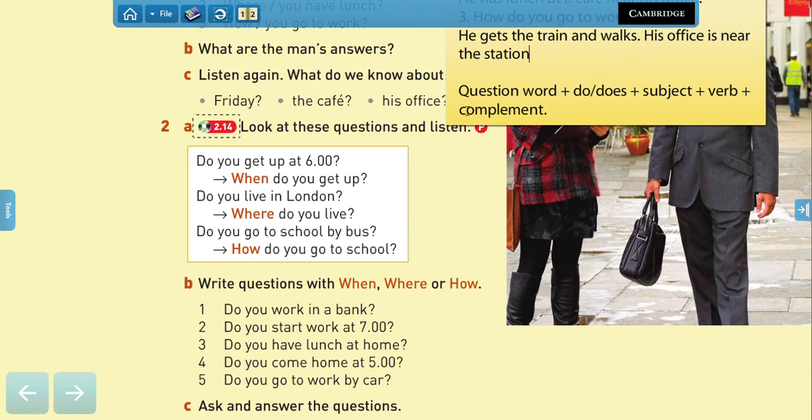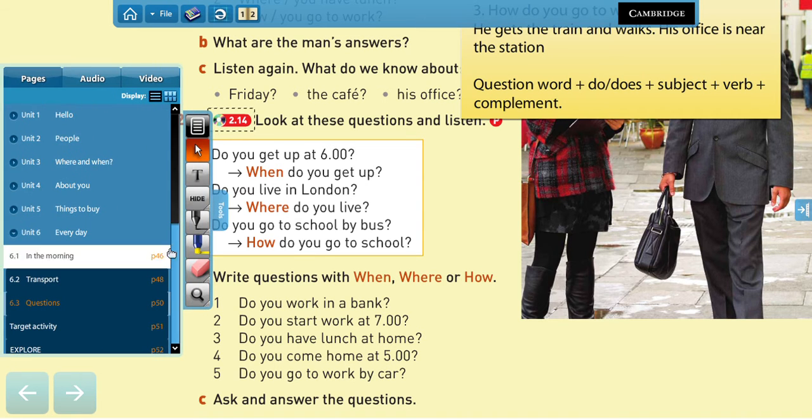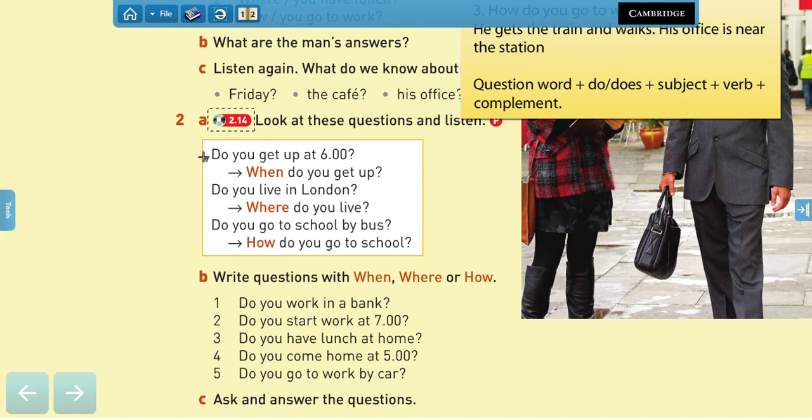Look at these questions and listen. Do you get up at 6? When do you get up? Do you live in London? Where do you live? Do you go to school by bus? How do you go to school? Now, if you pay attention, we have 2 different types of questions. Let's try to answer these questions. So, for example, for the first question, do you get up at 6? We can say, yes, I do, or no, I'm sorry, I don't.